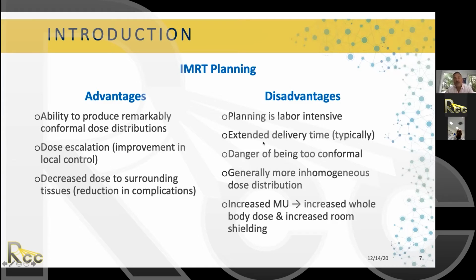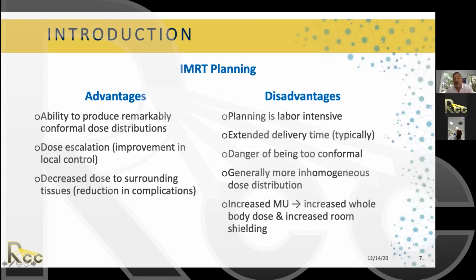Some disadvantages: the planning is a little more labor intensive. Now, with the new treatment planning systems there is a lot of auto planning, and the systems themselves help you a lot, but you still need to spend more time than on a 3D plan. A bigger disadvantage is the extended delivery time, because your MUs are going to increase in general. Then there is the danger, which is also a good thing: by being too conformal, if the patient moves a little bit, you might not treat certain areas that you want to treat.